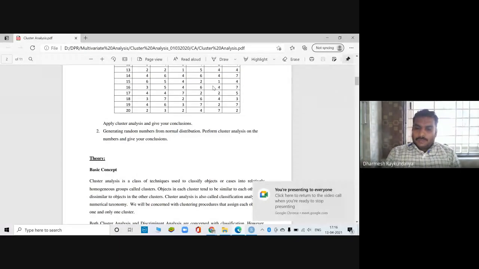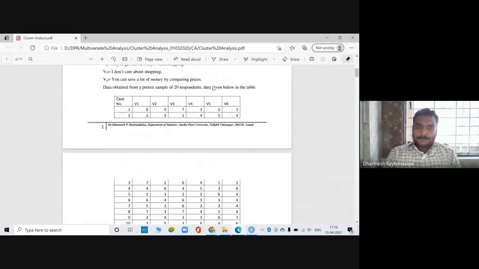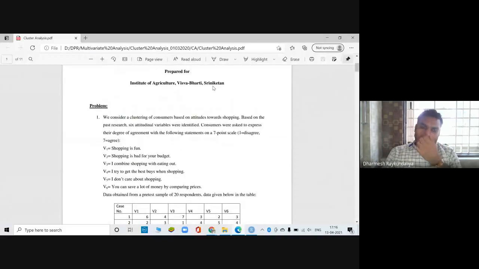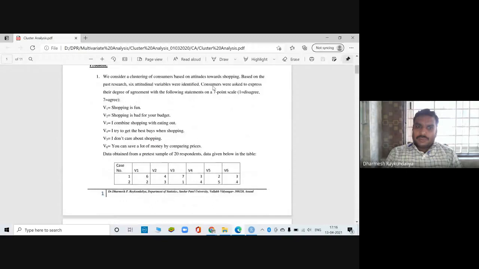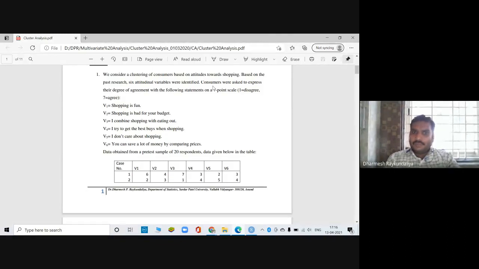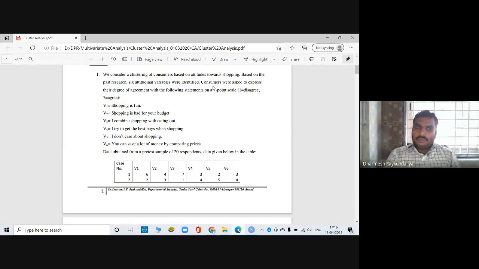Today we will talk about cluster analysis. Actually, we will see some examples. One example is clustering of consumers based on attitudes towards shopping. Based on past research, six attitude variables were identified, and consumers were asked to express their degree of agreement with the following statements on a 1 to 7 scale.